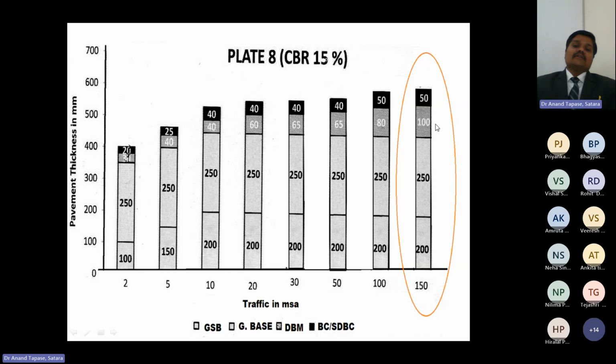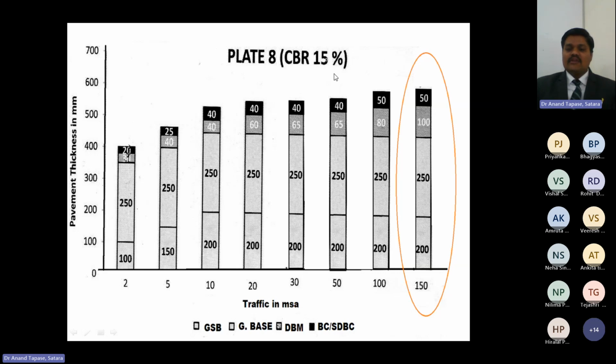But at the same time, here I have taken the example of plate 8, and plate 8 from the IRC guideline is related to CBR 15%. I will show you in the IRC guideline what exactly plate 8 is and what CBR 15% is. We have considered the CBR value, that is the California Bearing Ratio value of the soil, as 15%. The IRC restricts that the CBR value while constructing a national highway should be around 5%. Below that, we have to consider the thickness.